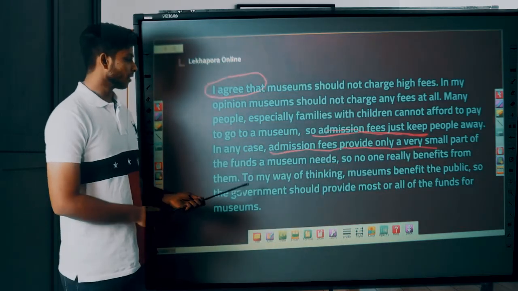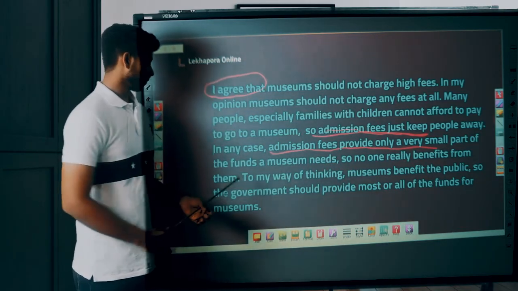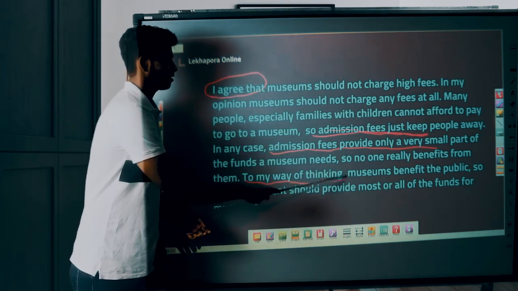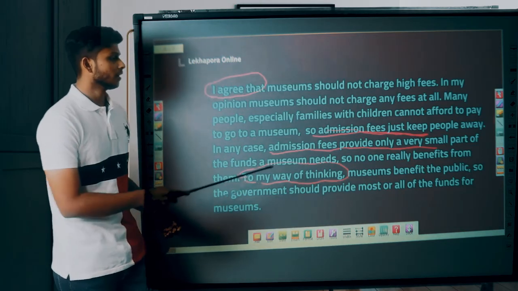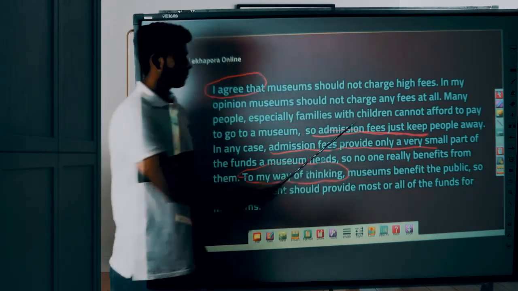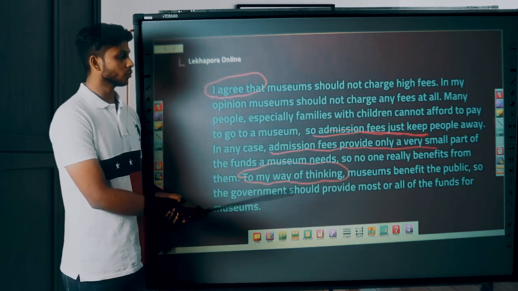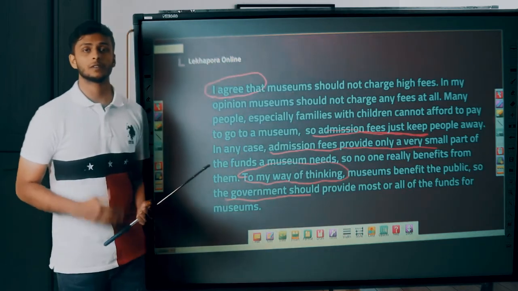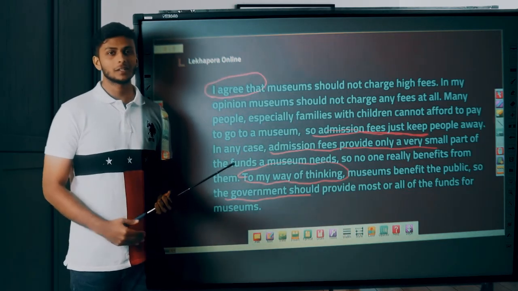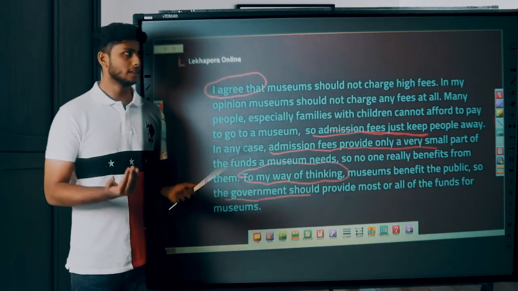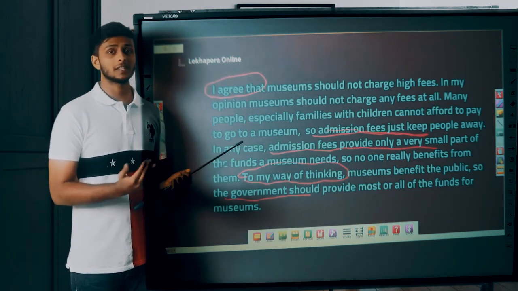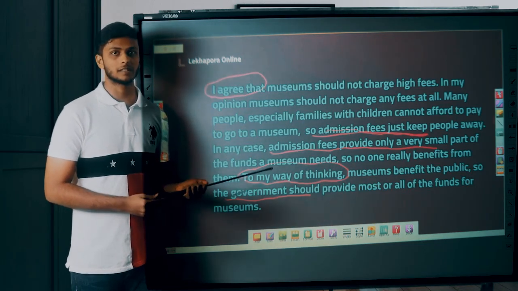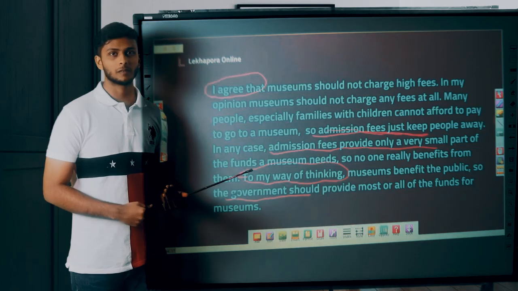Then lastly, you can state the opinion that, to my way of thinking, this is the connecting phrase I used here. You can say museums benefit the public, so the government should provide most of the funds for the museums. This is the main part of your opinion and the last supporting detail. So that's how you can organize your ideas. Think about are you agreeing or disagreeing? Then you can provide some of your opinions and state some details there. That's how you can express your opinion.